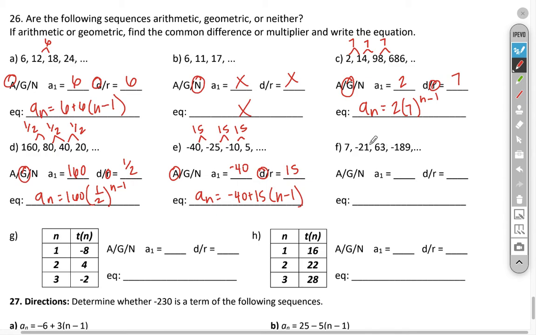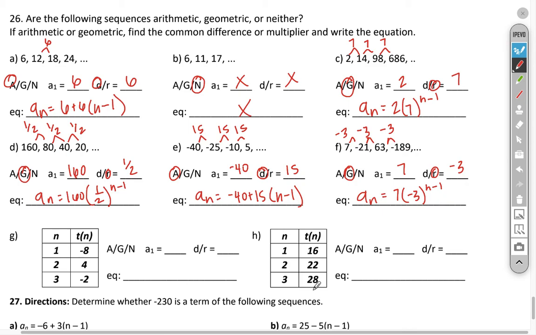All right, we have 7 all the way to negative 189, which, based on my gut, I'm going to first go with geometric. So negative 189 divided by 63 gives me negative 3. 63 divided by negative 21 also gives me negative 3. Feeling good about this. Then negative 21 divided by 7, negative 3. So geometric, yes, a sub 1 is 7, ratio of negative 3. So we have a sub n equals 7 times negative 3, and then n minus 1.